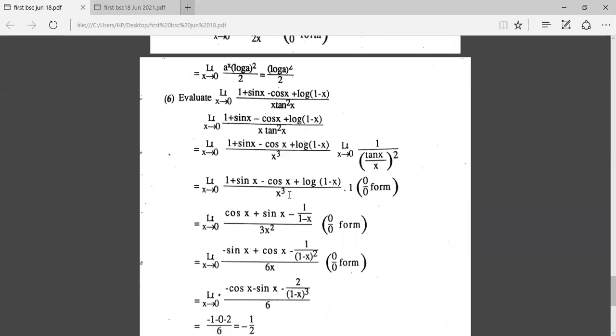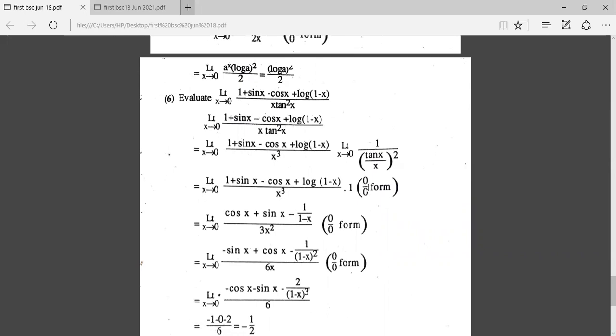Now you have to check this again, whether it is of the indeterminate form or not. For that, if you put x equals 0, 1 plus sin 0, 0, cos 0, 1, 1 minus 1, 0. If you put x equals 0, log 1 is 0. Yes, numerator is 0. What about the denominator? If you put x equals 0, 0 cube, that is 0. So again, it is of the form 0 by 0.